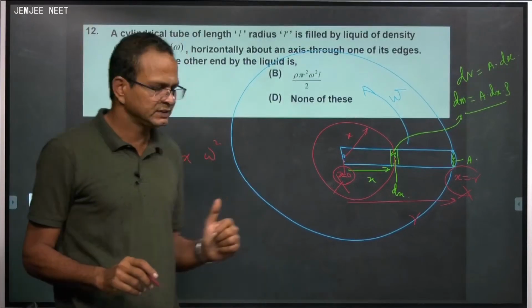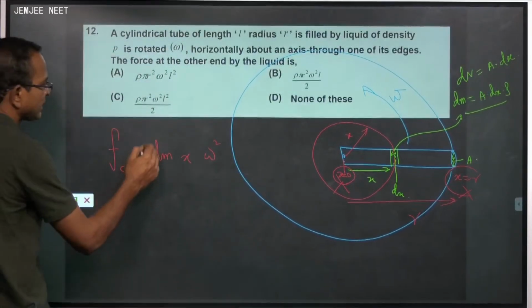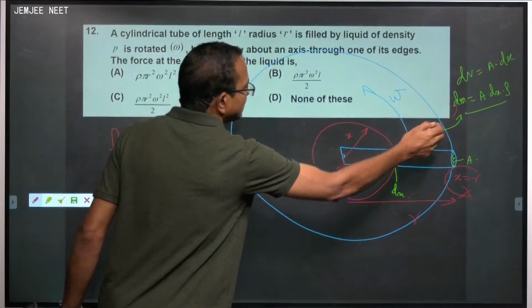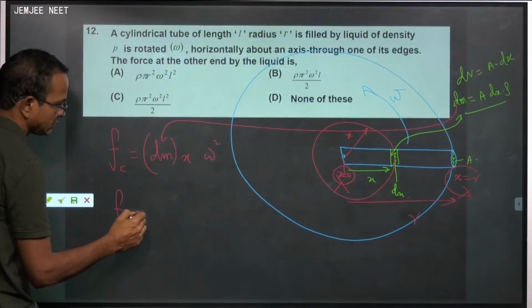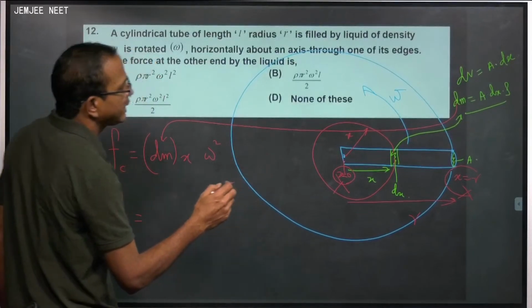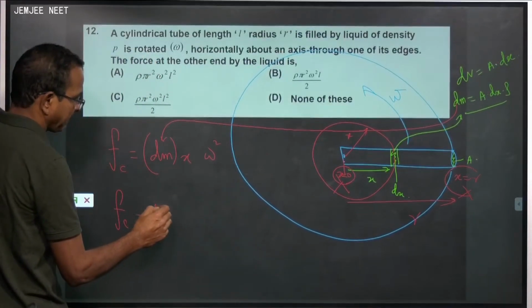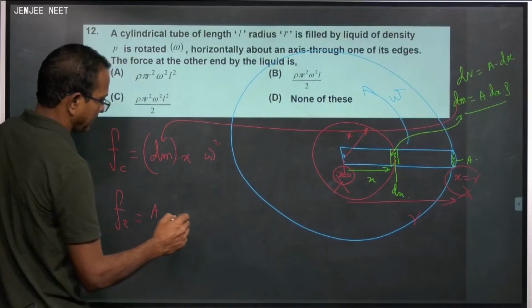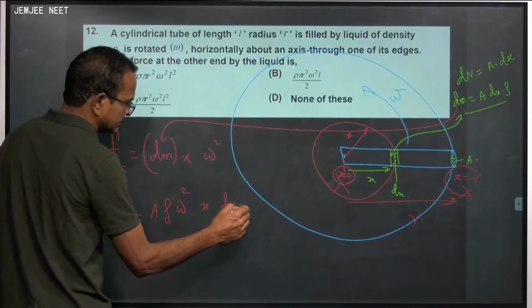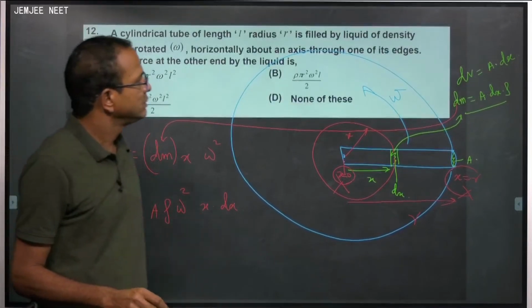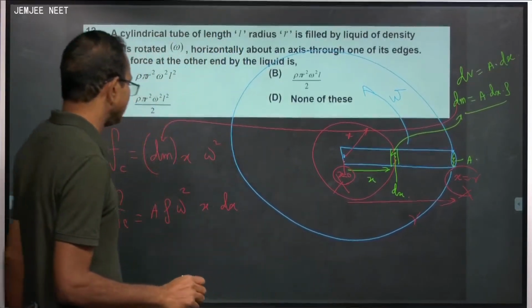Yes, sir. Yes. Substitute பண்ணிக்கங்க, dm. Small f is equal to A rho omega square x into dx. Is it right? A rho omega square x into dx. Correct.